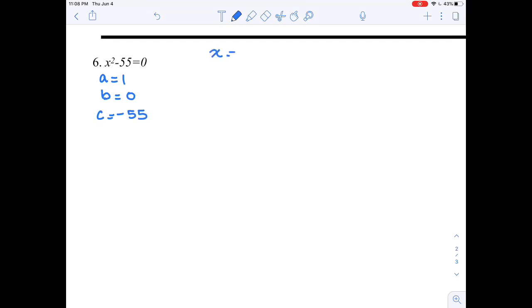When we plug into the quadratic formula, x equals negative b, so negative 0, plus or minus, big square root, b squared, so 0 squared, minus 4 times, a is 1 times c, which is negative 55, all divided by 2 times a, which is 1.